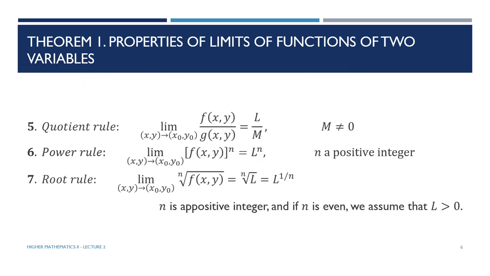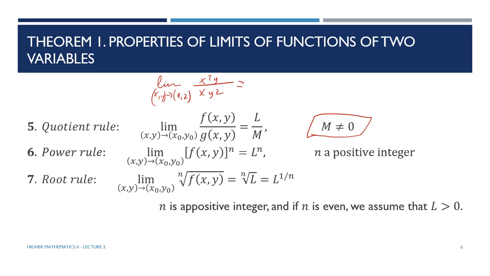There are some other rules which are called quotient, power, and root rule. In the quotient rule, f of xy over g of xy, the limit of g of xy, which is the number M, cannot be 0. M is not 0 because we can't divide by 0. So according to our previous function, I can write here the limit as xy tends to 1 and 2. My function is x squared y over xy squared.